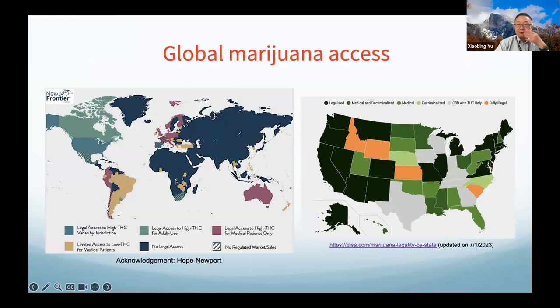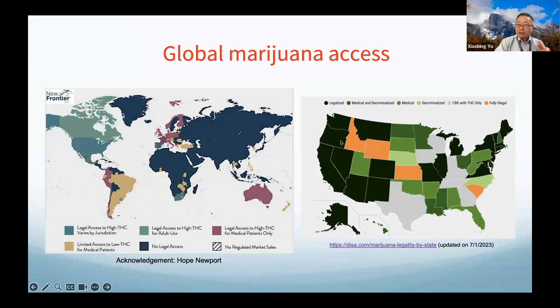You probably remember recently a basketball star was detained in Russia for a long time because of using a marijuana product. So it's still challenging, especially in some countries. If you travel overseas, you still need to pay attention to local policy.